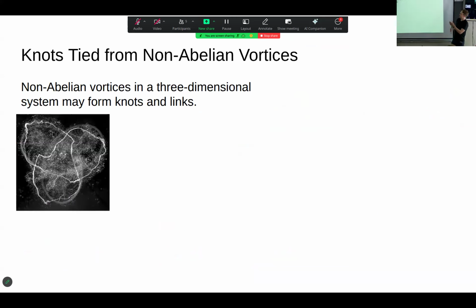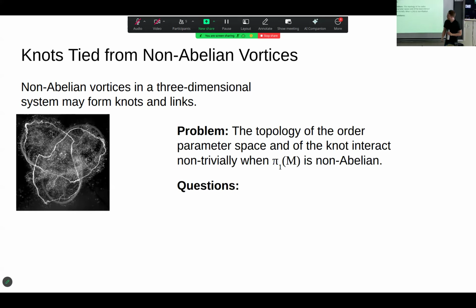And now the question is, can we turn these non-abelian vortices into knots? That was the question I wanted to think about back then. What makes this interesting, what is the problem, is that the topology of the order parameter space and the topology of the knot interact in a non-trivial way. And this only happens when you have non-commutativity in this group. If this is commutative, then it's very easy. This is very simple.